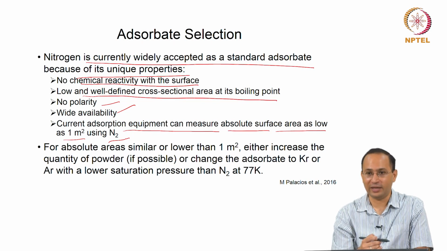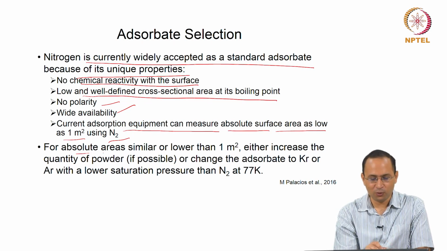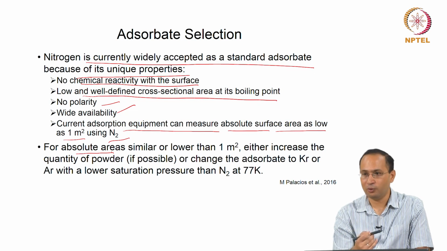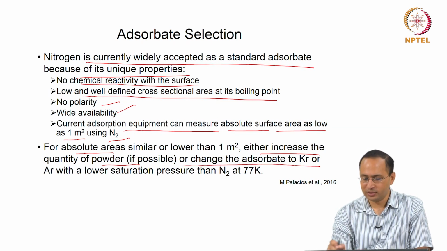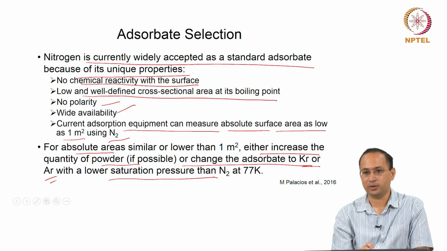But if you want to go below that, if you want to measure surface area below 1 square meter, then either you have to increase the quantity of powder, so that your net surface area increases, if possible. Otherwise, you will have to use other adsorbates like krypton or argon with lower saturation pressure than N2. So, there are ways you can use other adsorbates to measure lower surface areas.